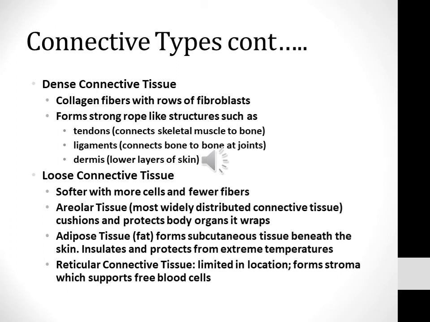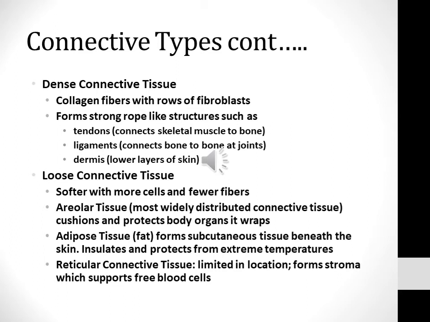And then your reticular connective tissue is more limited in where it's located. It forms stroma, which is going to support your free blood cells. It also can be found in lymph nodes and the liver and the bone marrow. So it's just a soft internal skeleton framework that's there to support other cell types.